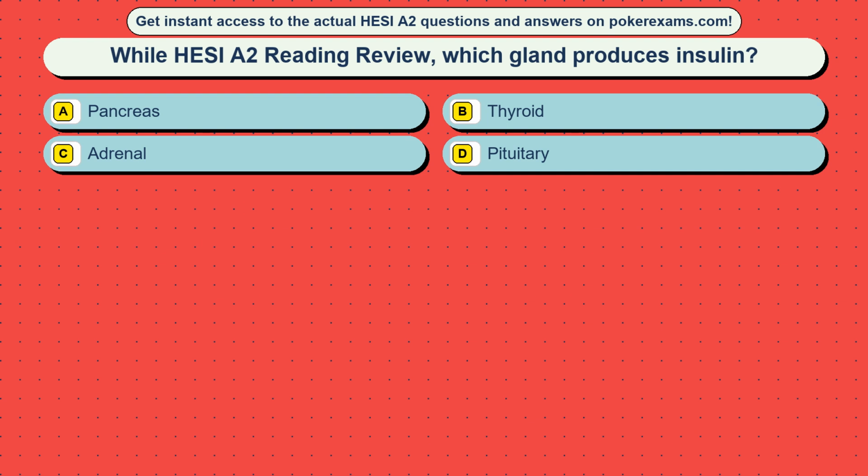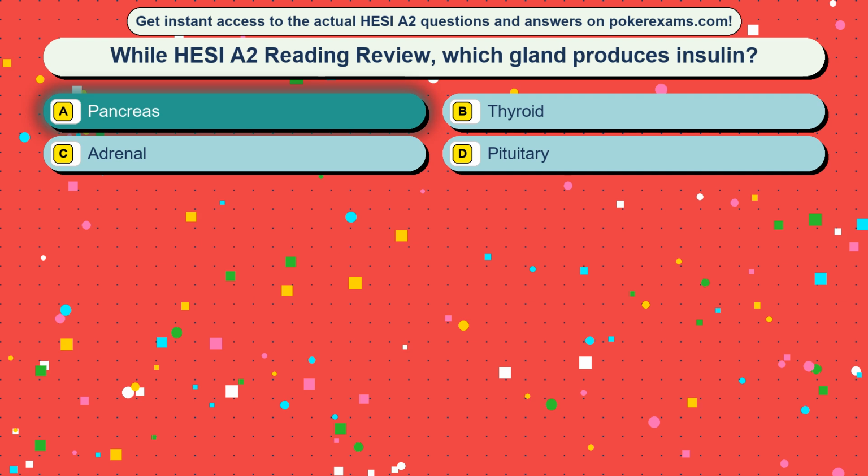Question 17. While HESI A2 reading review, which gland produces insulin? Option A, pancreas. Option B, thyroid. Option C, adrenal. Option D, pituitary. The correct answer is option A, pancreas.